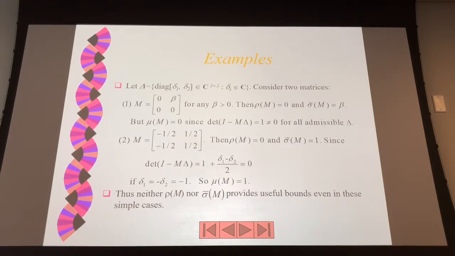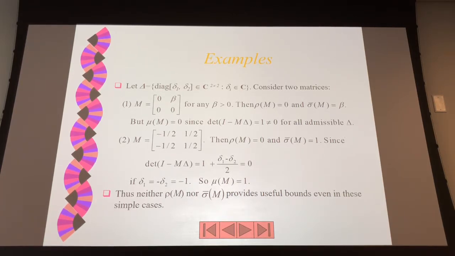So in fact, depending on the M, the rho or sigma bar cannot be used as a reliable bound for robustness analysis. Okay, the only reliable one is using mu, under this structured uncertainty set.